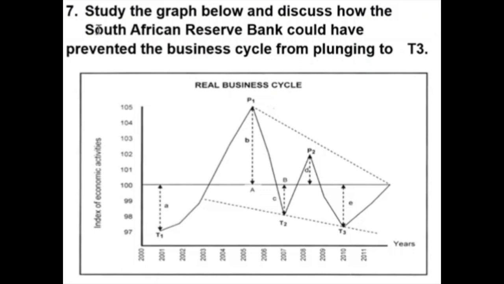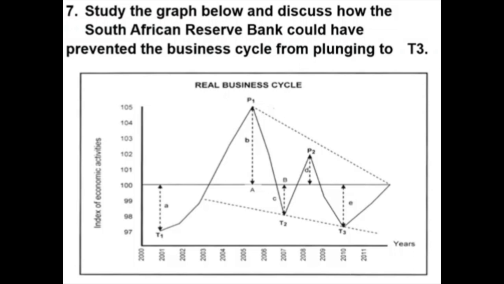Here's the same thing, guys. It's just asked differently. Study the graph. Okay, so we see this is a business cycle. And then discuss how the South African Reserve Bank, okay, so what do you know? Monetary policy. How can they have prevented the business cycle from plunging? Plunging, again, it's not going well. What can the South African Reserve Bank do to get our economy out of this dark hole we are in? So it is going to be a repeat of the previous answer. But I will humor you. South African Reserve Bank, monetary policy. What's the abbreviation? ICAM. Interest rate, cash reserve, open market transaction, moral persuasion.